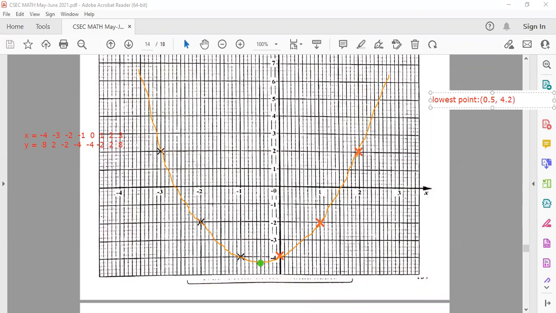That's about it. Because each person draws the graph a little differently, they won't kill you if your answer is off by 1 or 2 decimals, right?